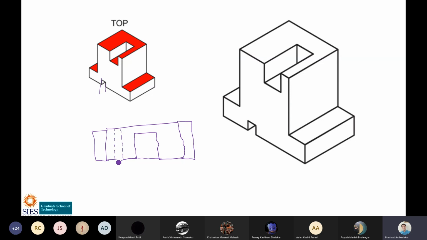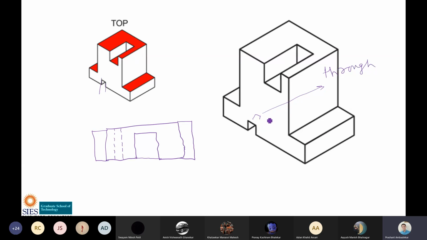Now I have drawn a dotted line. Now you may be asking, or some of you may be thinking, that the slot is visible here, but how far the slot goes is not given. It's not mentioned whether the slot is a through slot, or its distance is not given.